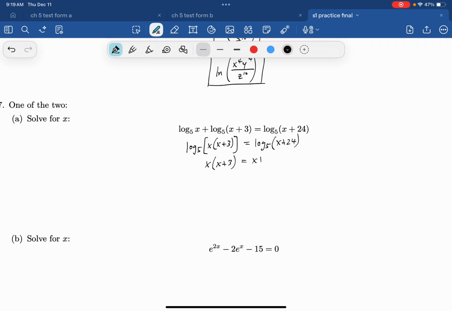So that means we can set the inputs equal to each other, and now all that remains is for us to solve this quadratic. So the left side expands like that, which means we can rearrange the terms. We're left with that, which factors.